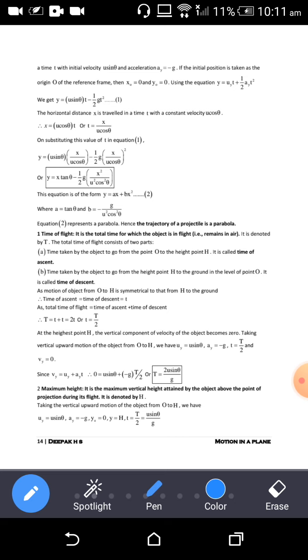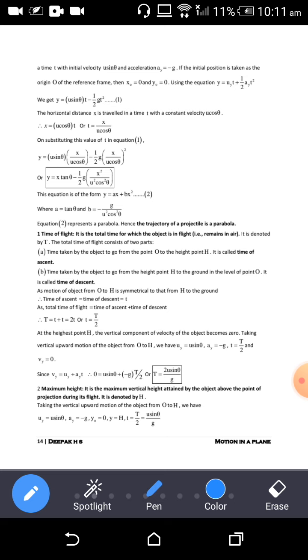Next, considering the initial position: O is the starting point, right? So at that time we are going to take the x and y values as 0. x naught is 0 and y naught is 0. The position with respect to the x-axis and y-axis is taken as 0.